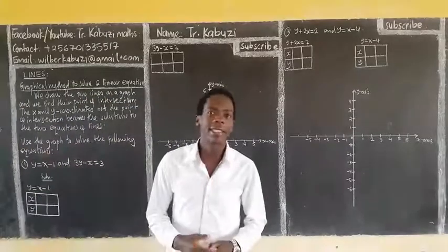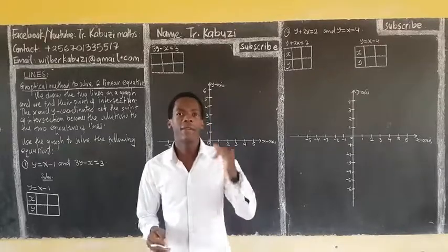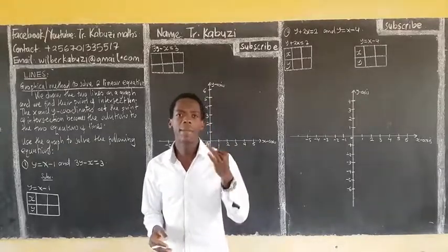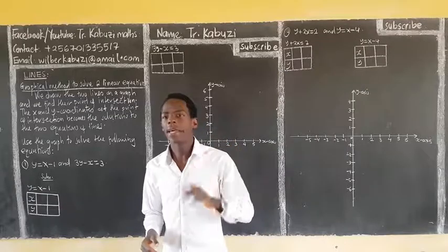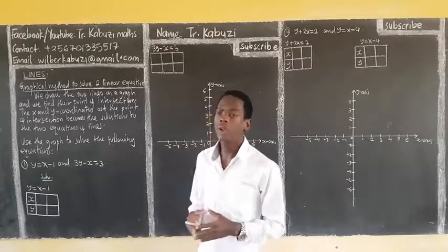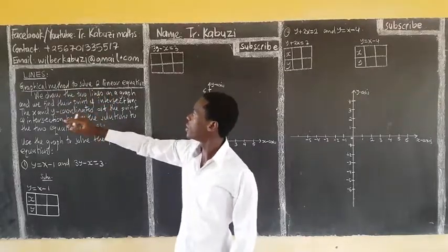Okay, now members, let us see how we solve simultaneous equations using the graphical method. We have seen the elimination, the substitution, and the matrix method. Now we are going to focus on the graphical method. So let us go through what you need to do. Graphical method to solve two simultaneous equations.